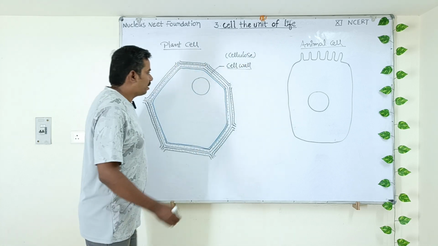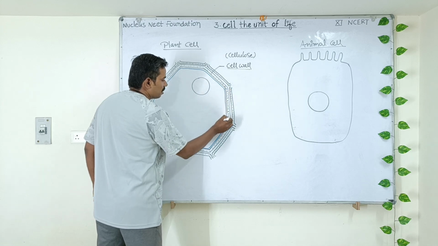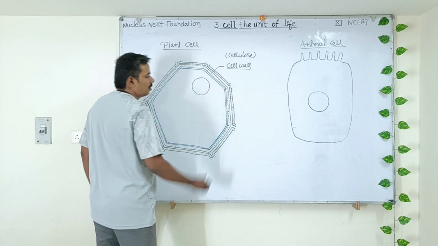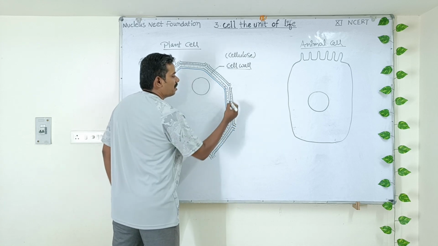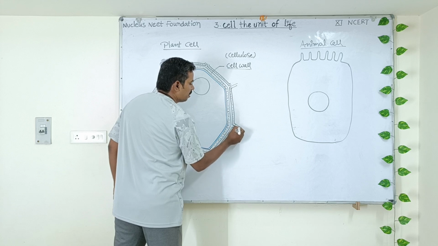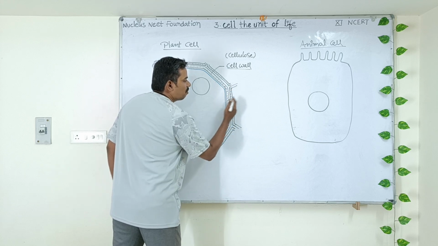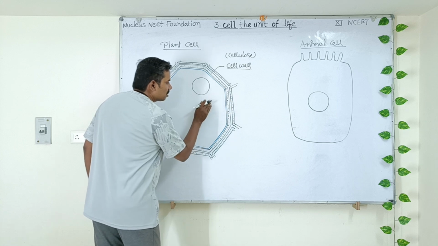Okay, so here you can see the dotted region, this is the cell wall of the plant. Then what is this here? This is the cell wall of adjacent cell. You can imagine there is one more plant cell here. There is another plant cell here. So this is the cell wall of the neighboring cell, right? So this is the cell wall of this cell.